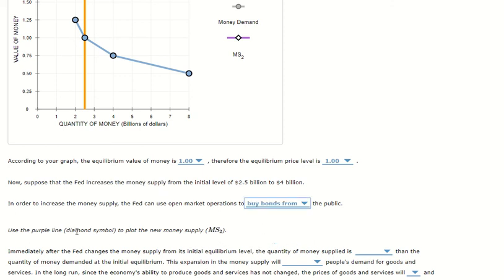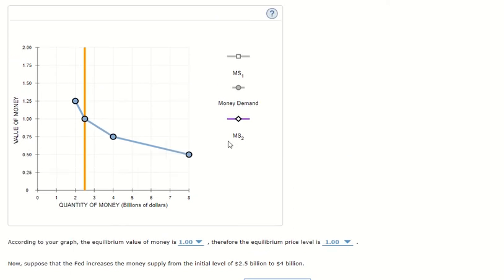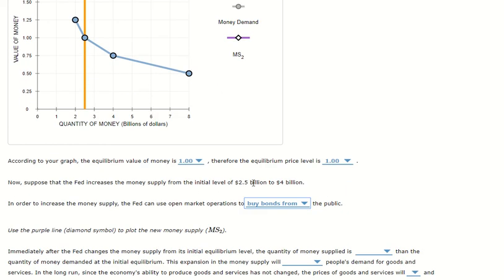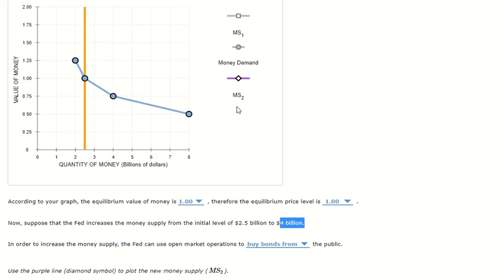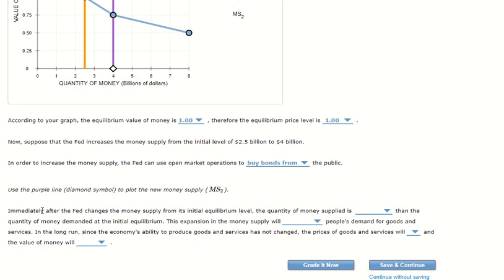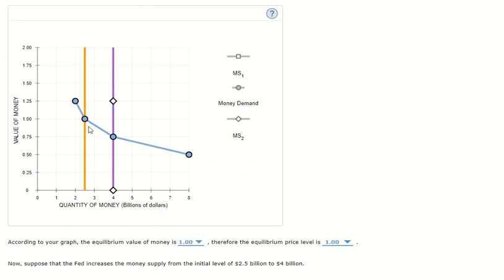And then next, use the purple line to draw a new money supply curve. So money supply curve at $4 billion. That's a new line. So $4 billion. All right, here we go. All right, so immediately after the Fed changes the money supply from the initial equilibrium level, the quantity of money supplied is what? All right, so once we change right away, initially, from the orange line to the purple line, now remember the value of money is still at 1.